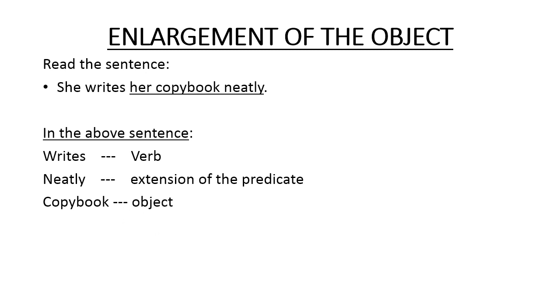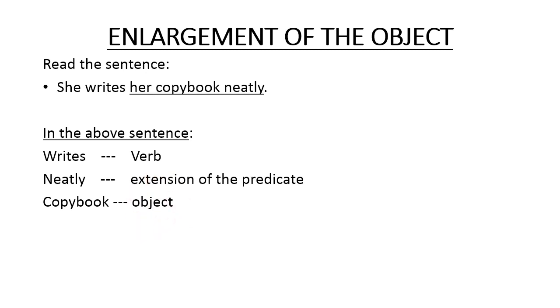As I told you earlier also, in the sentence, she writes her copybook neatly, she is what? About what are we talking? So she is the subject. Doing word, that is a verb. So writes is a verb. Her copybook neatly. Neatly is the extension of the predicate. And copybook is the object. So the thing about what we are talking is the object.